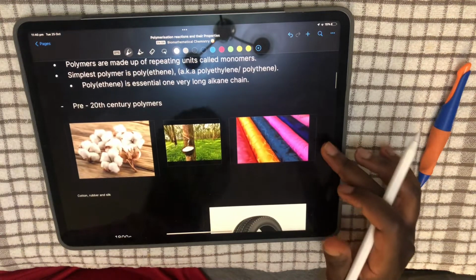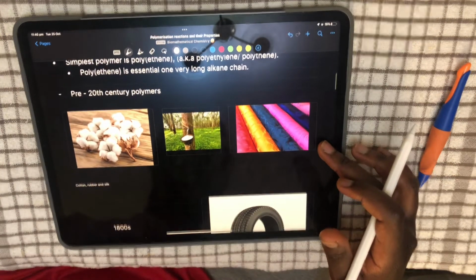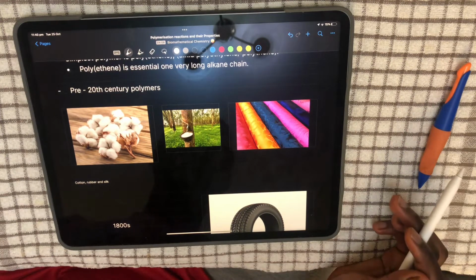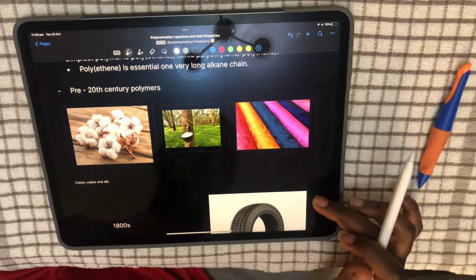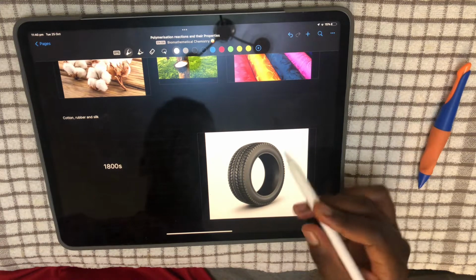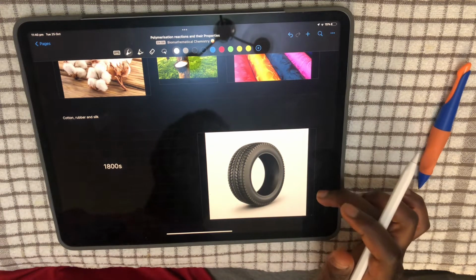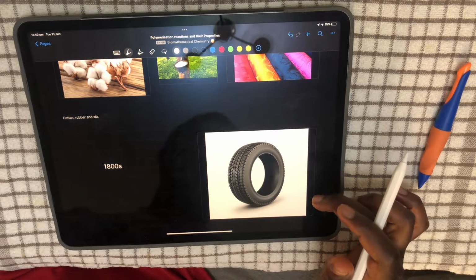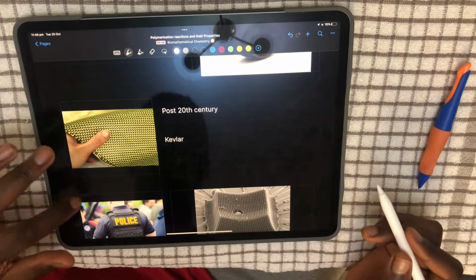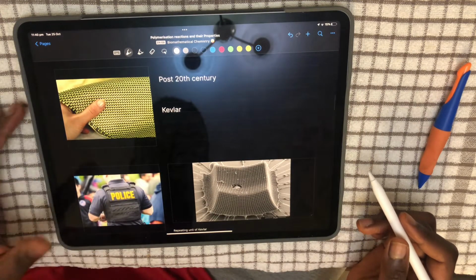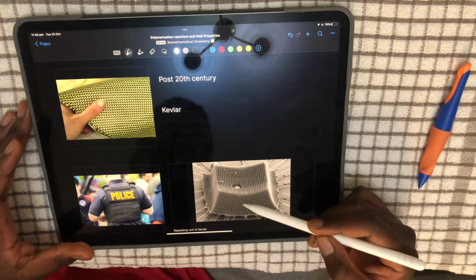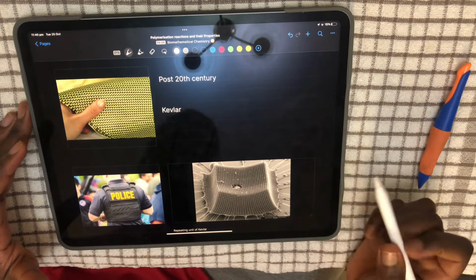All right, so pre-20th century, cotton, rubber, and silk are all polymers that have been used for centuries. In the 1800s, chemists learned how to harden rubber so it could be used in industry, and hence tire wheels. The 20th century saw the discovery of synthetic polymers, such as Kevlar. One of its uses is in bulletproof vests. Here's an example of a bullet that can't pass completely through a Kevlar bulletproof vest.